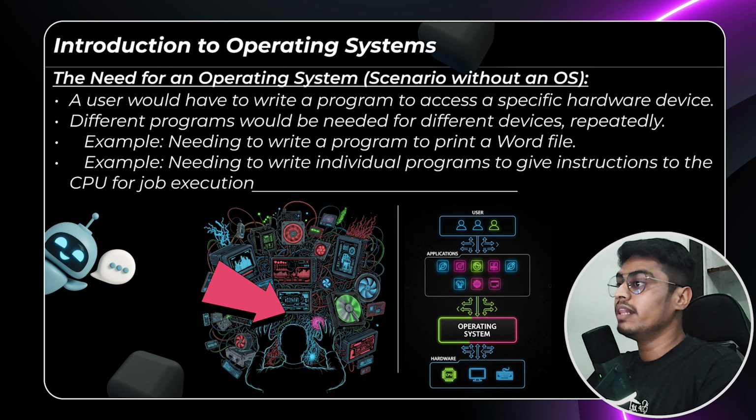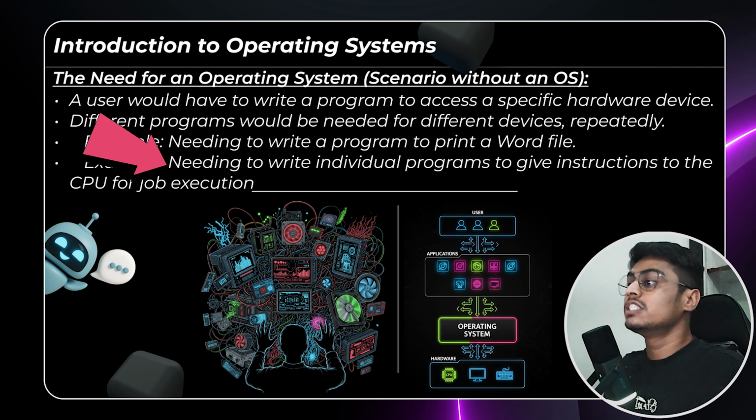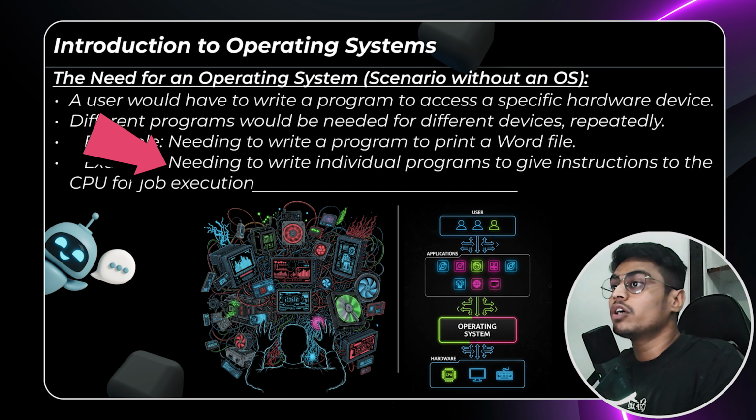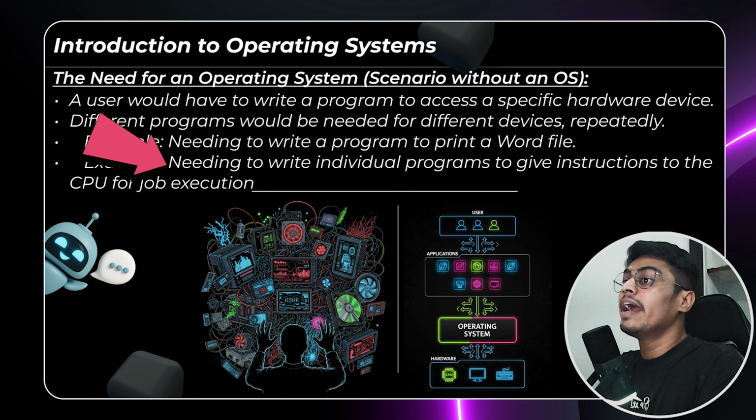Let's say I have to give a print command. I have a word file that needs to be printed, but I can't print it directly. First I have to write a program so that the printer will know that it has to print. Similarly, if I want to execute a process or a job on the CPU, the job execution comes later. First we have to give the CPU an instruction. And how will we give that instruction?